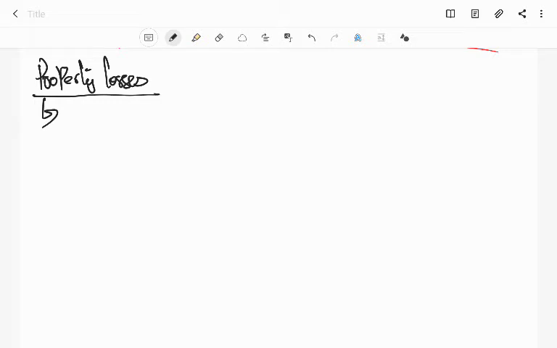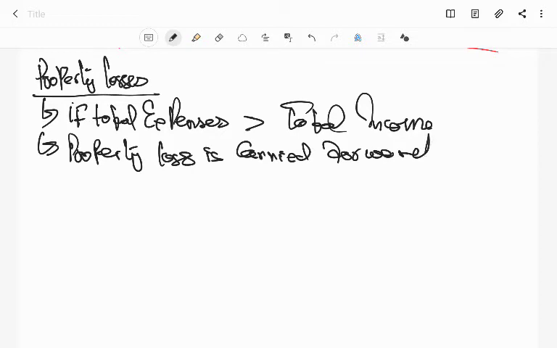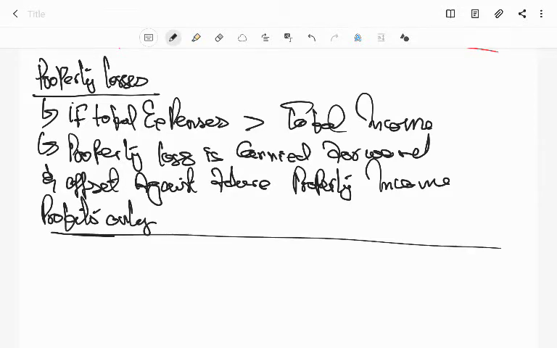As far as the property losses are concerned, if total expenses are greater than total income, obviously the rental income then will be nil, and the excess property loss is carried forward and offset against future property income profits only. That's it. I hope you get it till here as well.